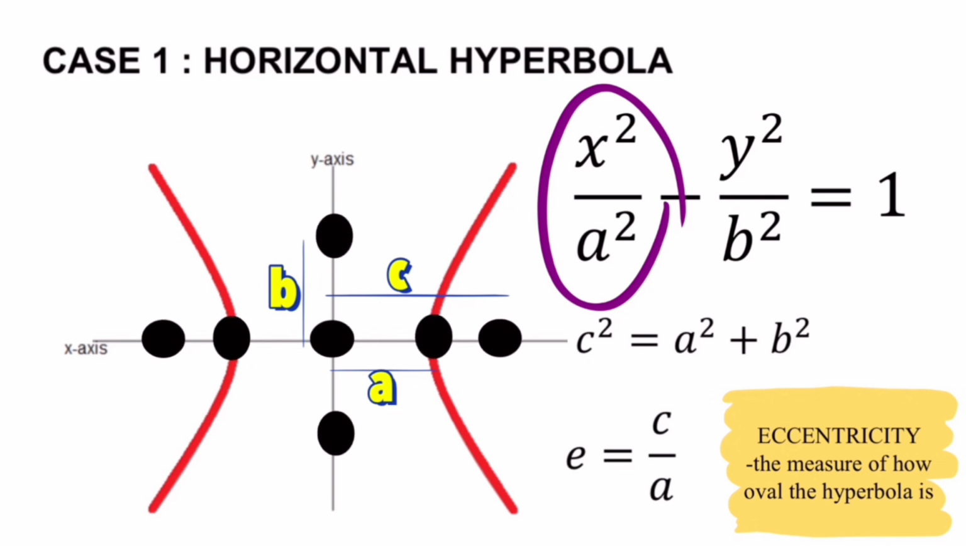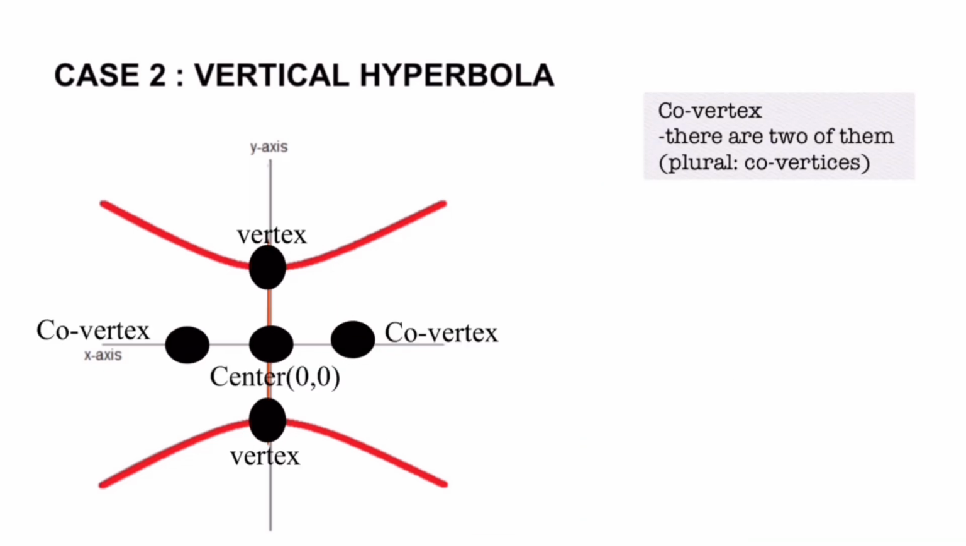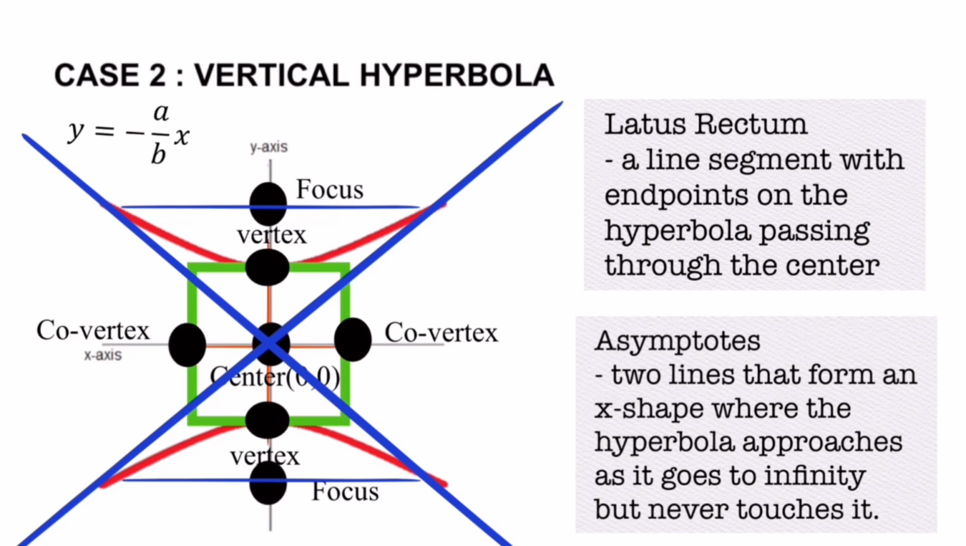Now, let's look at the second case of a hyperbola, which is the vertical hyperbola. In the vertical hyperbola, we still have the same parts. The equation of the asymptote with a negative slope is y equals negative a over b x, while the one with a positive slope is y equals a over b x. We also have these lengths in a vertical hyperbola.